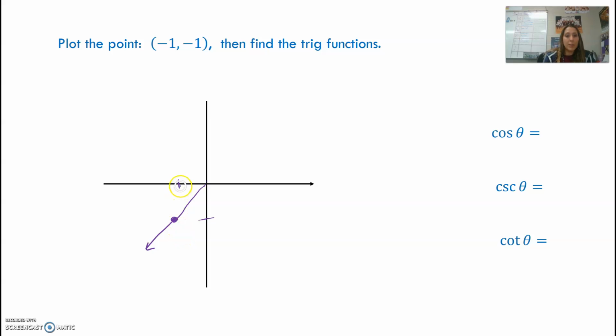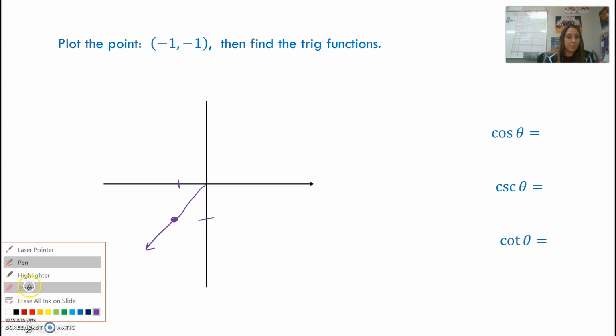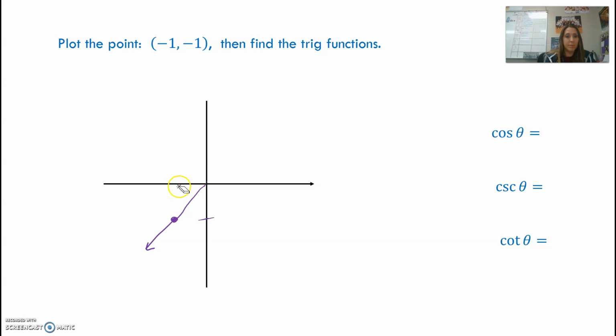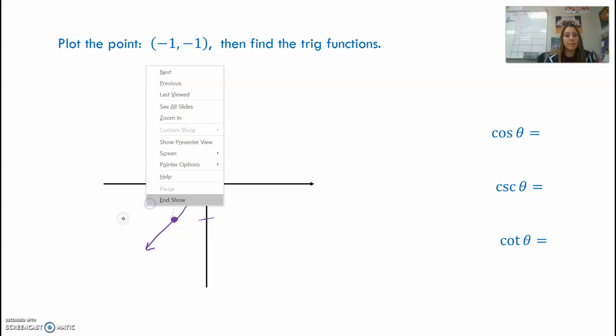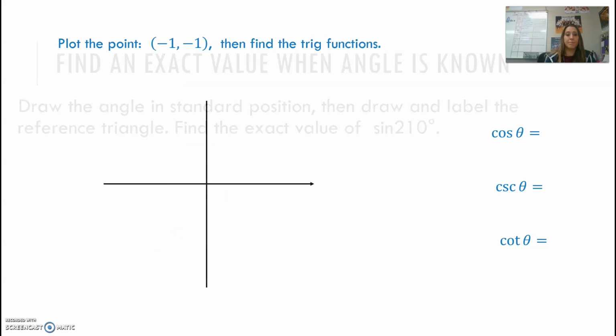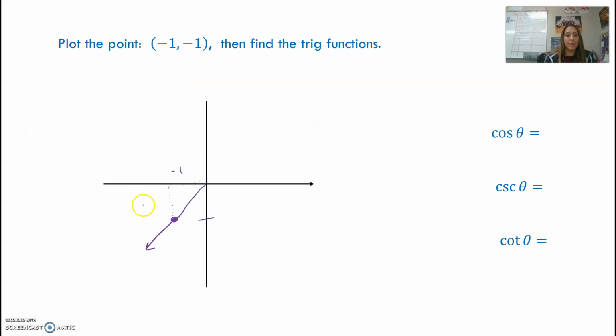So now I'm going to, well, my point's a little off. Hold on, let me erase this. So then I'm going to draw my line to the x-axis, and I'm going to have that. And I'm going to go ahead and put in my length. So I know that this is -1, and this is -1. So I need to find the length of there.